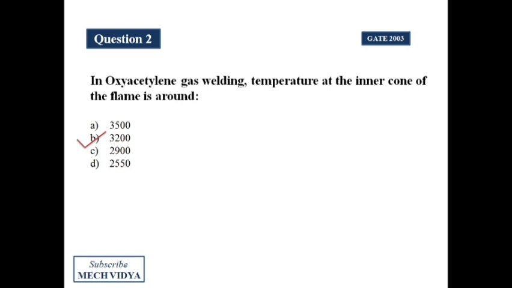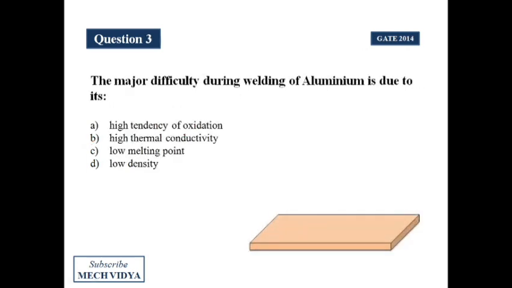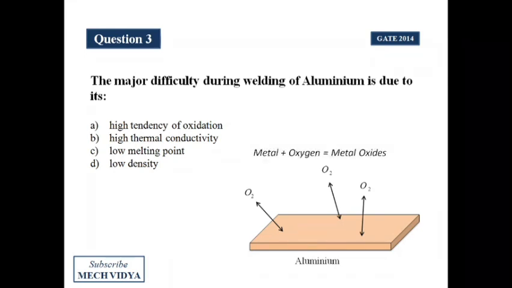Next, the major difficulty during the welding of aluminum is what? Actually, aluminum has a very strong affinity towards oxygen and reacts spontaneously to form aluminum oxide. Now the problem is that aluminum oxide has a very high melting point as compared to pure aluminum. Thus it creates a lot of problems during the welding of aluminum. So our correct option is option A.